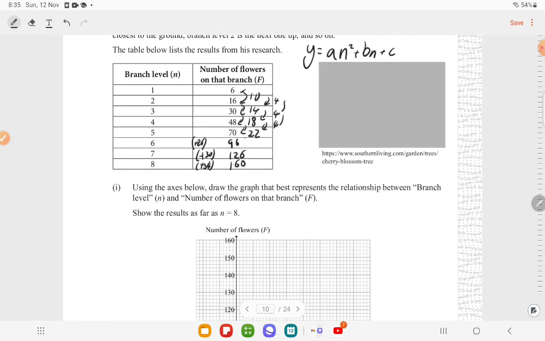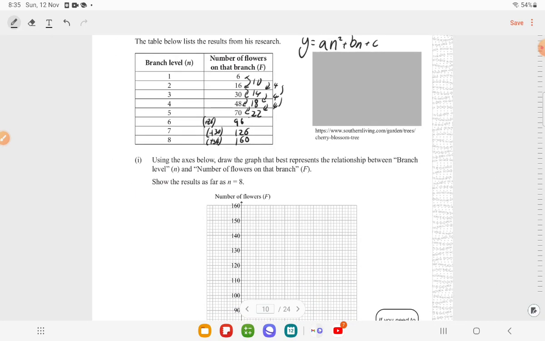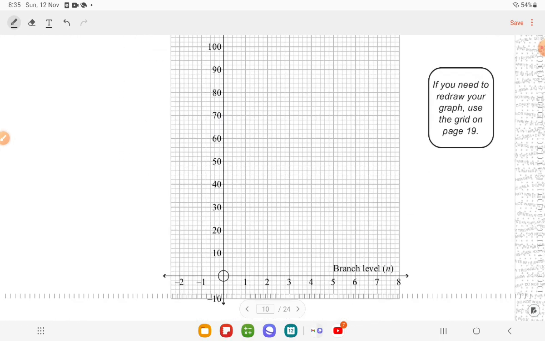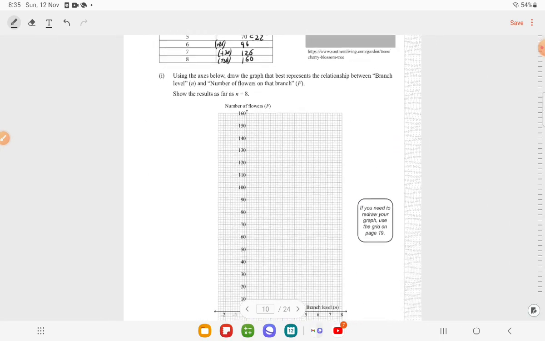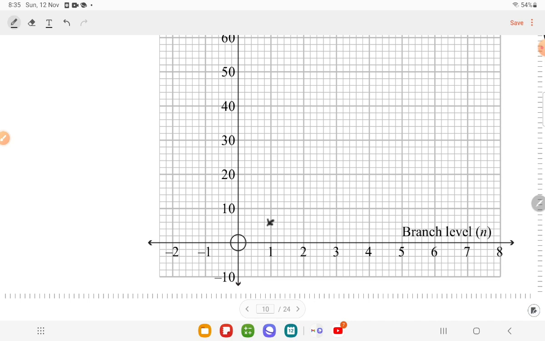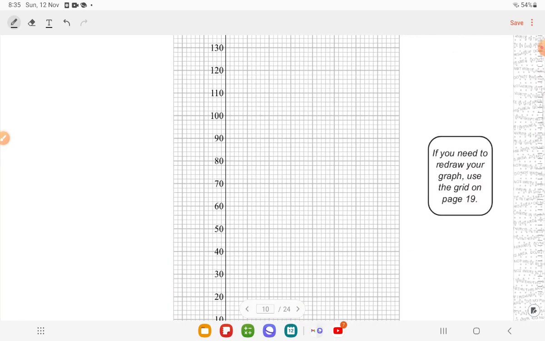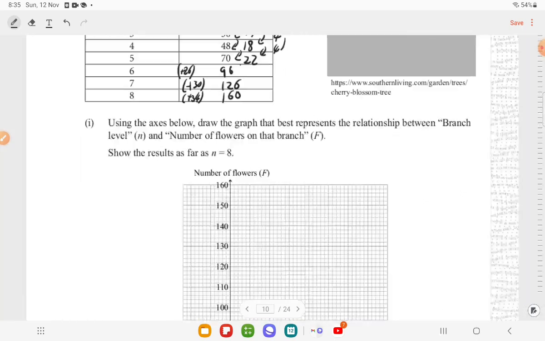Using the axis below, draw the graph of branch level against number of flowers on that branch. So we're given that 1 and 6. N equals 1 implies 6. Wait, let me look at my notes again. Okay, this is a discrete graph, so I don't need to connect it.